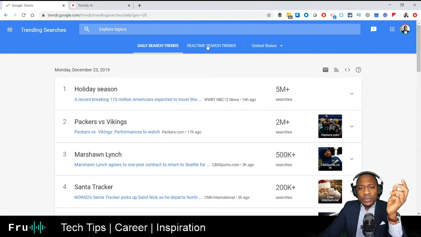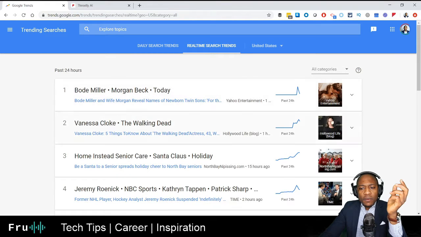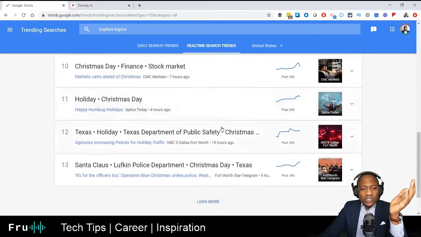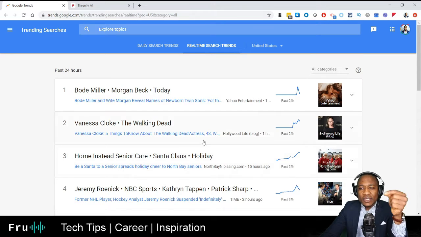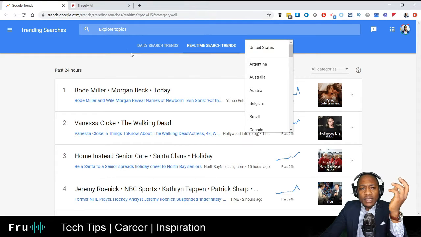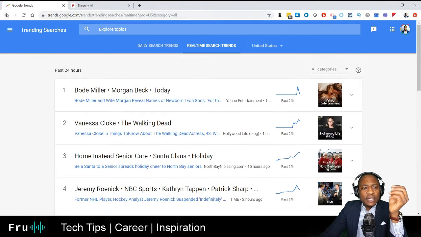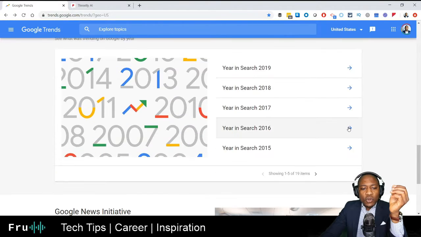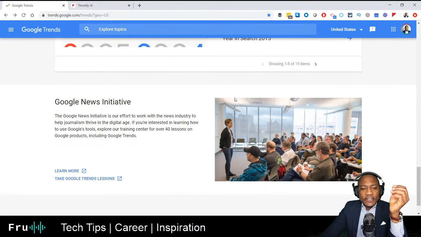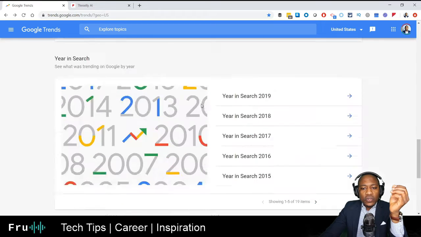So let's look at real-time searching here. All right, so this is what people are searching in real time over the past 24 hours. Again, there's really nothing in technology here, but I'll always pay attention to this. I'm just looking at it, because I don't want to be left in a bubble, right? You want to burst that bubble. You can look at it from different countries. Now let's go back one more to the trends in the US and keep going down. All right, we can see the year in searches and then Google News Initiative.